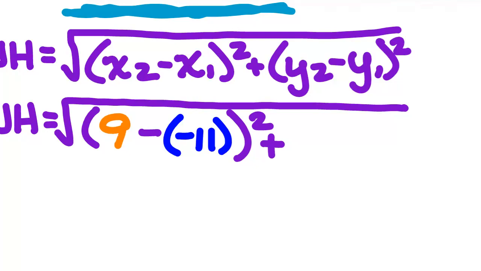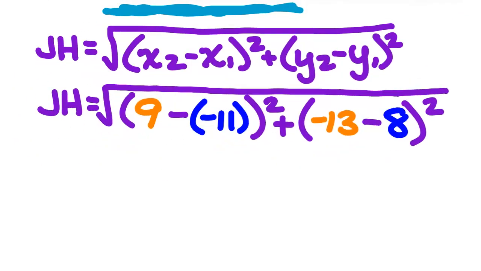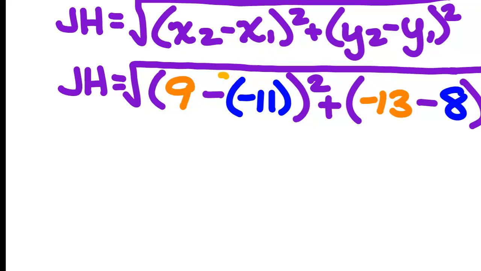squared. Plus, now I do the same thing with my y's. y2 is negative 13 minus y1, which is 8. Close the parentheses and remember to square it. Be careful here. How many of these turn into plus signs? 2 of them. If you only have one minus sign, it stays a minus. But if you have 2 minus signs, they both turn into pluses. What is 9 plus 11?